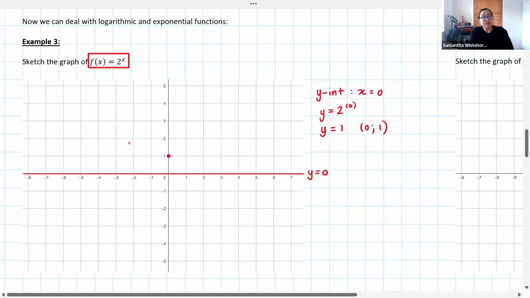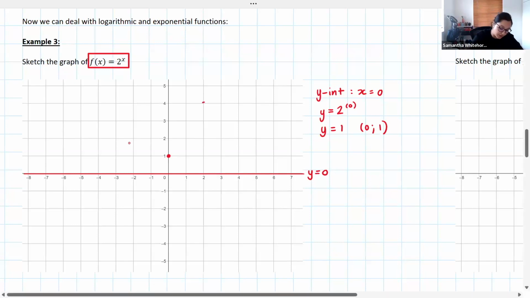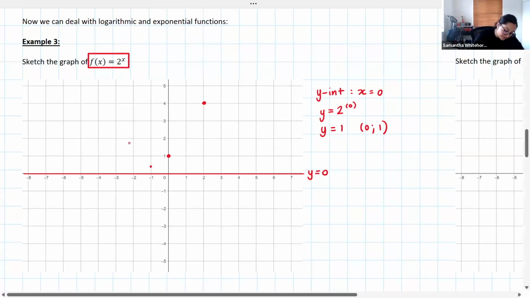Obviously, we want the shape of our graph. So this is how we start substituting in random values of x. I don't care what you substitute in, entirely up to you. If I substitute in x equals 2, we've now got 2 to the power of 2, which is 4. If you substitute in x equals negative 1, 2 to the power negative 1 is a half. Okay, so we get the general shape of our graph.